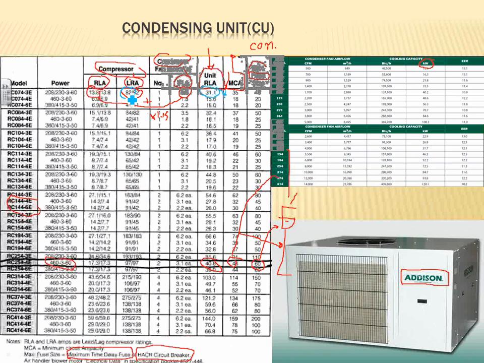Here's my locked rotor current for this unit. This one has no locked rotor current listed because it's small. If you don't have it, you multiply by 6. That's the assumption: the locked rotor current will be equivalent to the starting current. So you multiply by 6 and add these two values together, and then you size your disconnect horsepower to handle the locked rotor current. So it might give you a bigger horsepower rating.